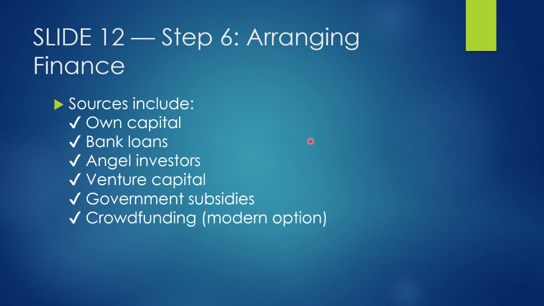Internal sources include personal savings of an individual, family or friends, and retained earnings if they have any, and then there are external sources. So this own capital comes under internal source. Bank loans come under external sources. Angel investors, venture capital, government subsidies, crowdfunding, they all are part of external sources. So a well-planned financial mix reduces the risk and also ensures smooth operations.